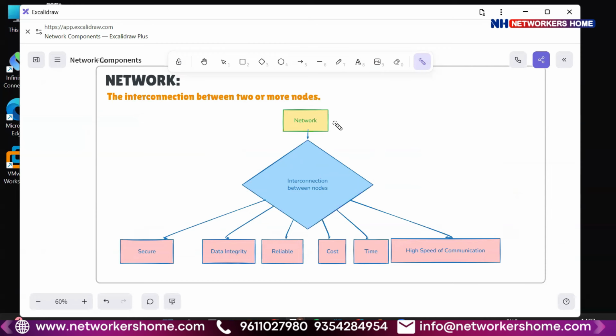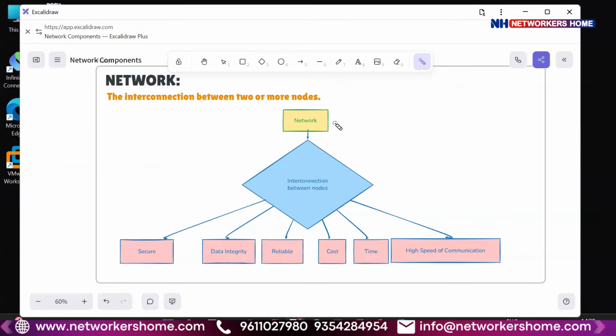There is another classroom. That is a different network. There are people sitting in that particular classroom. They belong to network 2. We belong to network 1. And on the third floor, there is another classroom. People are sitting there. They belong to network 3. So when you connect, the interconnection between two or more nodes is called a network.